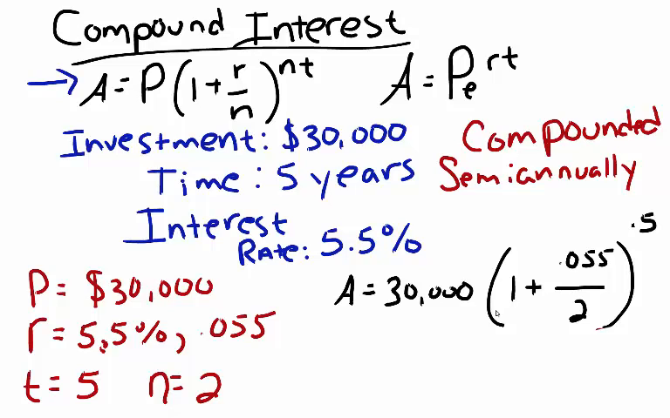To find the value of our investment when compounded quarterly, we'll use the same formula, A equals P times (1 plus R divided by N) to the power of N times T, and all values will stay the same except for N. Since we're compounding quarterly, we'll change our 2 to 4.